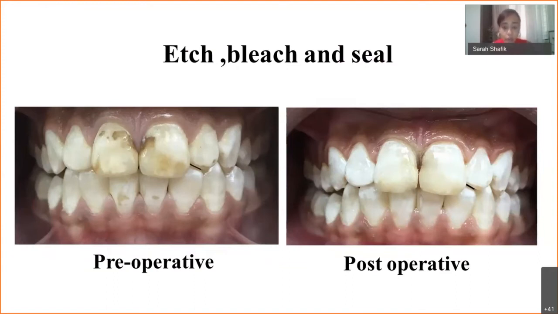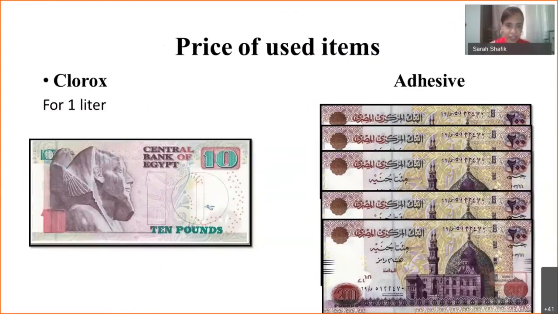I know those results could have been much better if I used something like Icon, but I didn't have any. So if you're practicing or if the child's parents cannot afford to pay for something like the Icon, you can use the technique I am talking about, which is the etch, bleach, and seal. Clorox for 1 liter is only 10 LE or 10 pounds, so I think it's even less than 10 pounds. So, I mean, you can use it with anyone.